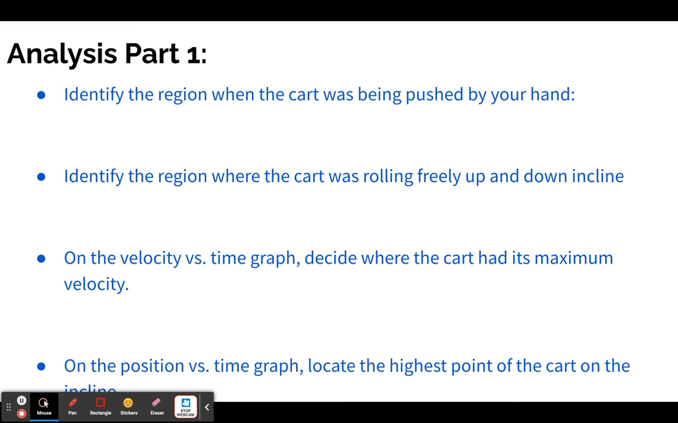So for the first part of the analysis, you are looking at the segment in which you push the cart with your hand. Where is the cart rolling freely up and down the incline? On the velocity versus time graph, you're denoting where the cart had reached its maximum velocity, which we said was technically in two places. And then on the position versus time graph, you're locating the highest point, or the highest position, of the cart on that ramp.